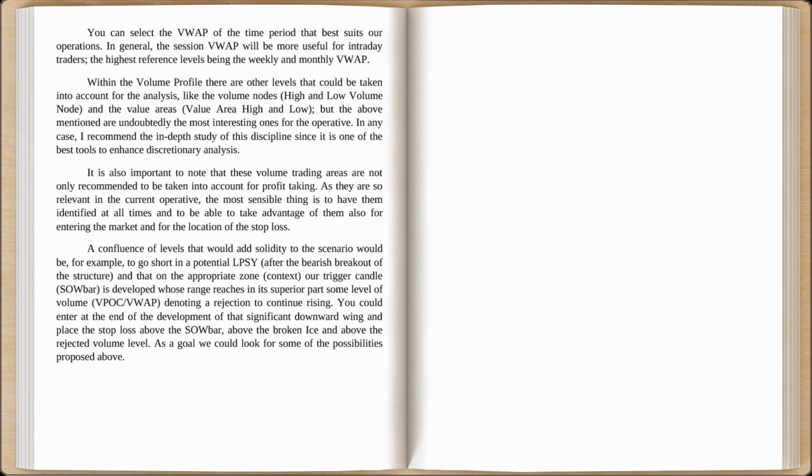the stop loss. A confluence of levels that would add solidity to the scenario would be, for example, to go short in a potential LSI after the bearish breakout of the structure, and that on the appropriate zone context. Our trigger candle, SOW bar, is developed whose range reaches in its superior part some level of volume, VPOC, VWAP, denoting a rejection to continue rising. You could enter at the end of the development of that significant downward wing and place the stop loss above the SOW bar, above the broken ice, and above the rejected volume level. As a goal, we could look for some of the possibilities proposed above.